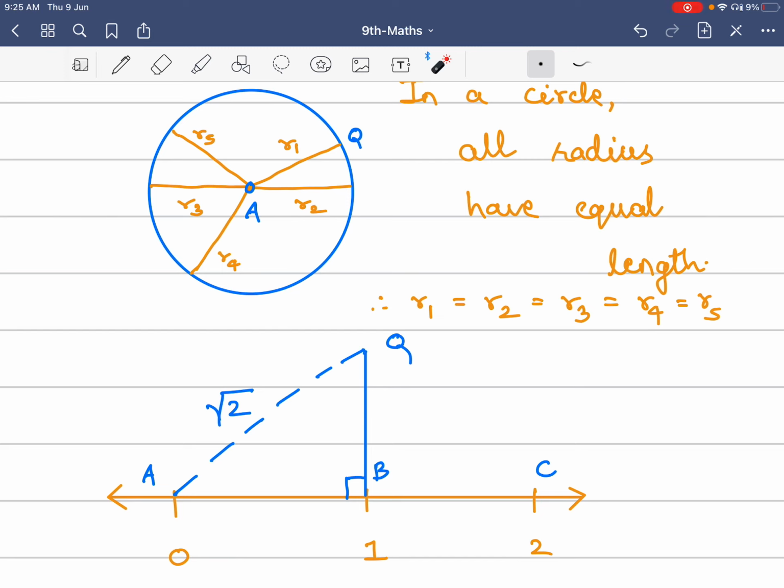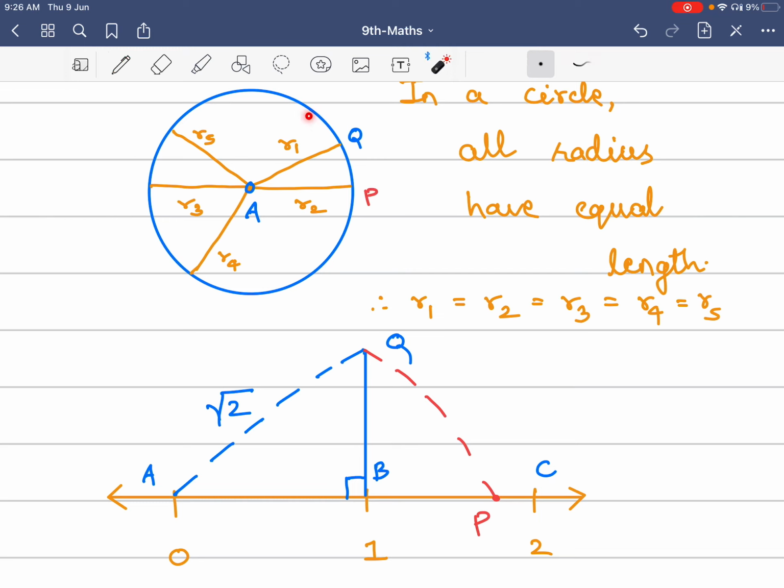Now what I'm going to do is use my compass, assume A as the center of the circle, and draw this circle from Q till it intersects the number line. If I construct an arc till it intersects the number line, I will get a point where it intersects the number line. Let's call that point P. I'm going to mark it here also.